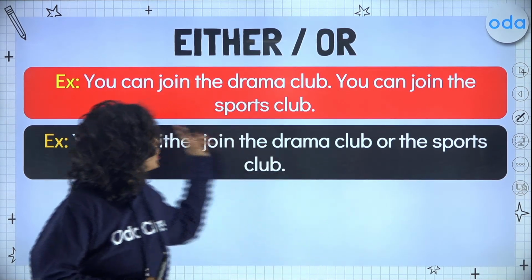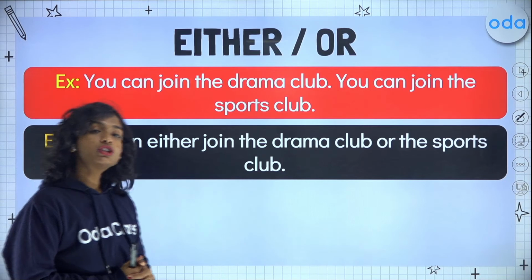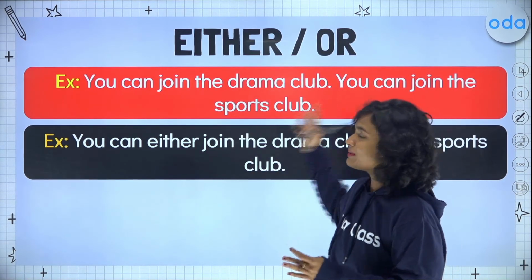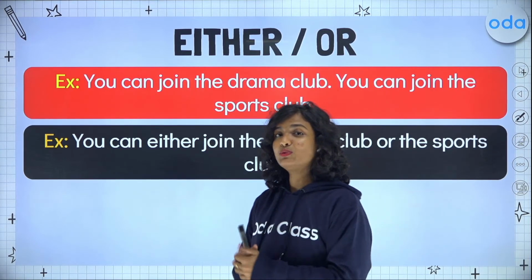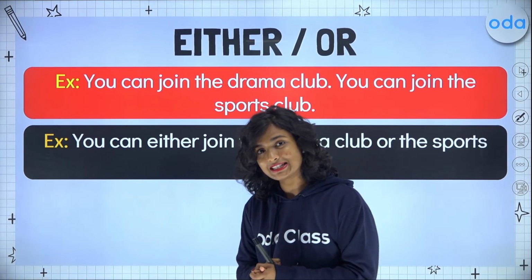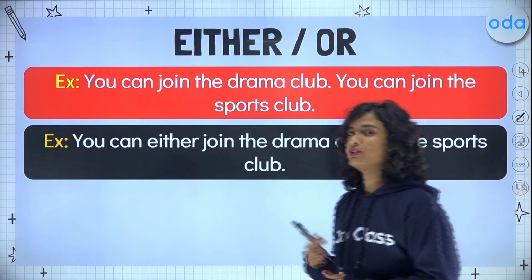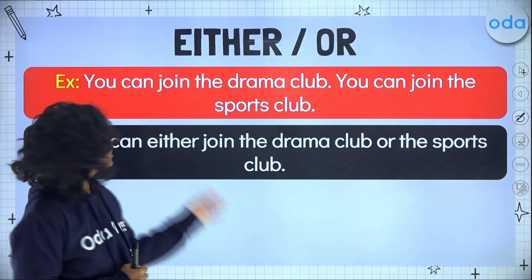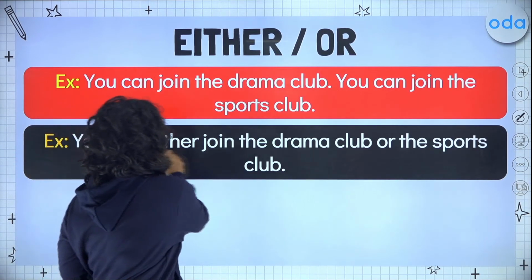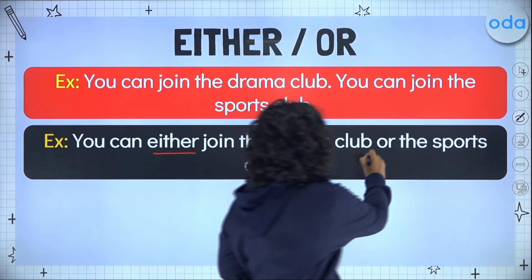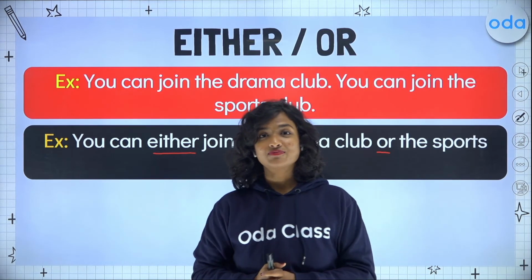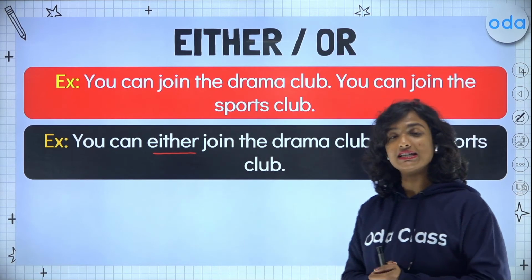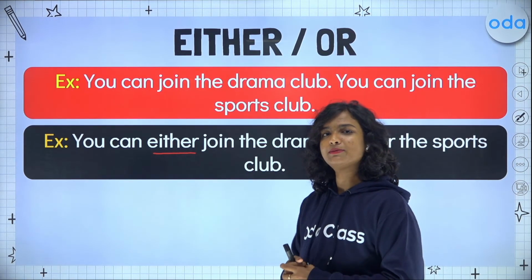Here we have, you can join the drama club, you can join the sports club. So technically, if you just say it this way, it makes sense. But we can make our sentence more concise and therefore our writing or our communication more effective when we use this conjunction. So let's take this example. You can either join the drama club or the sports club. Much more concise and much more effective than saying 2 different sentences that mean the exact same thing.